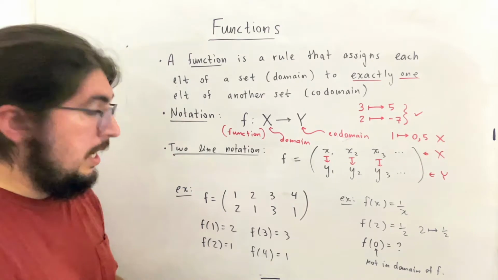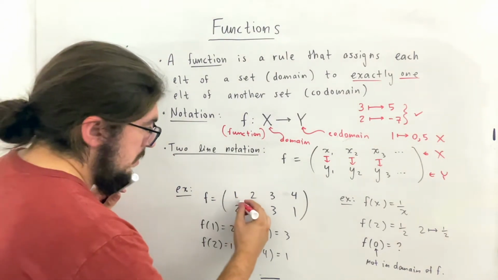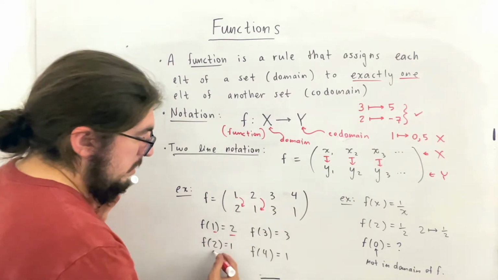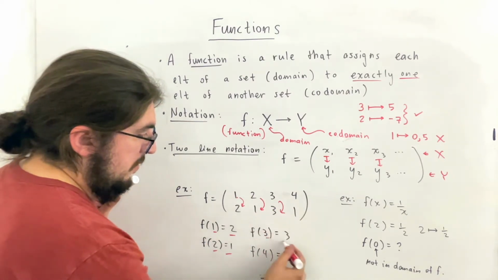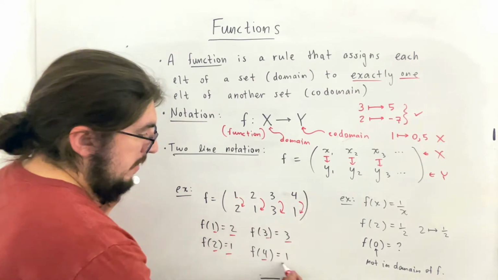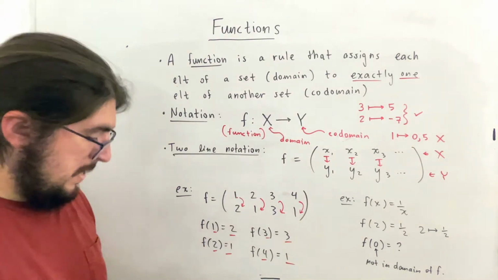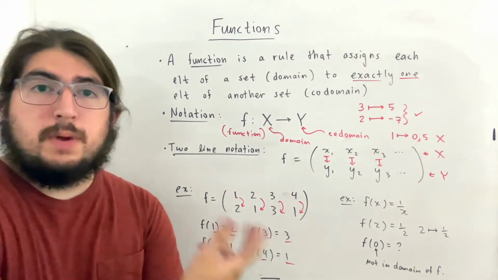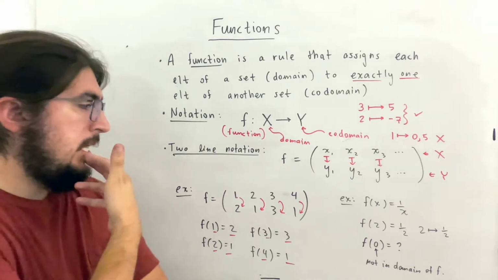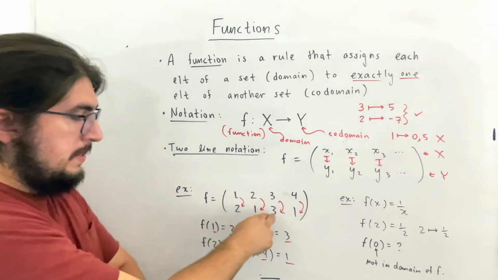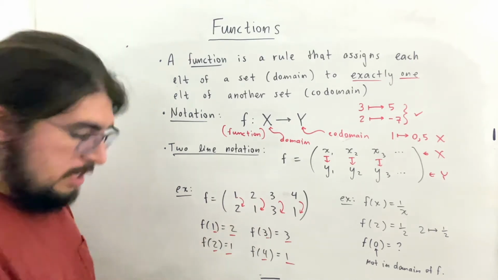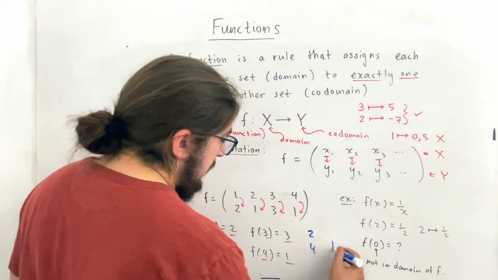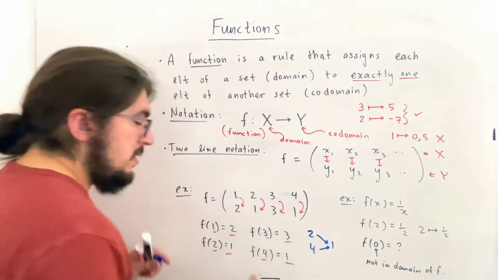That is because 1 maps to 2, so f of 1 is 2, 2 maps to 1, so f of 2 is 1, 3 maps to 3, so f of 3 is 3, and 4 maps to 1, so f of 4 is 1. This is a pretty good example of the fact that our domain and codomain may not necessarily have the same size. Notice there are two things that get mapped to the same number. That happens here with 1, which I'll show in blue. The numbers 2 and 4 both get mapped to the number 1, and that is perfectly fine.